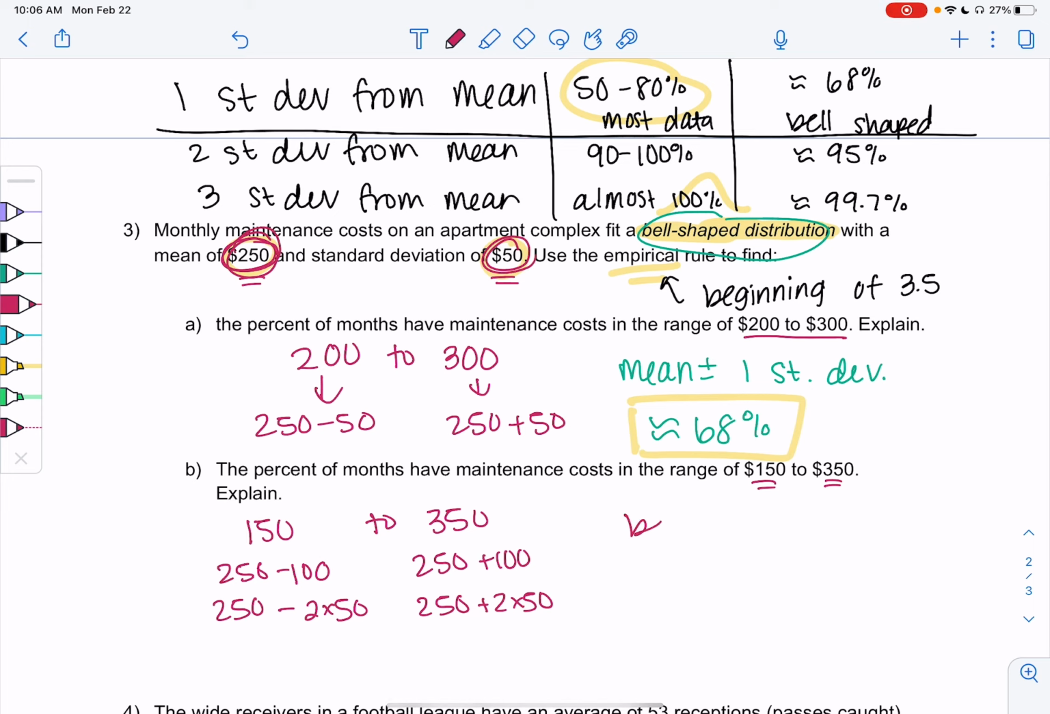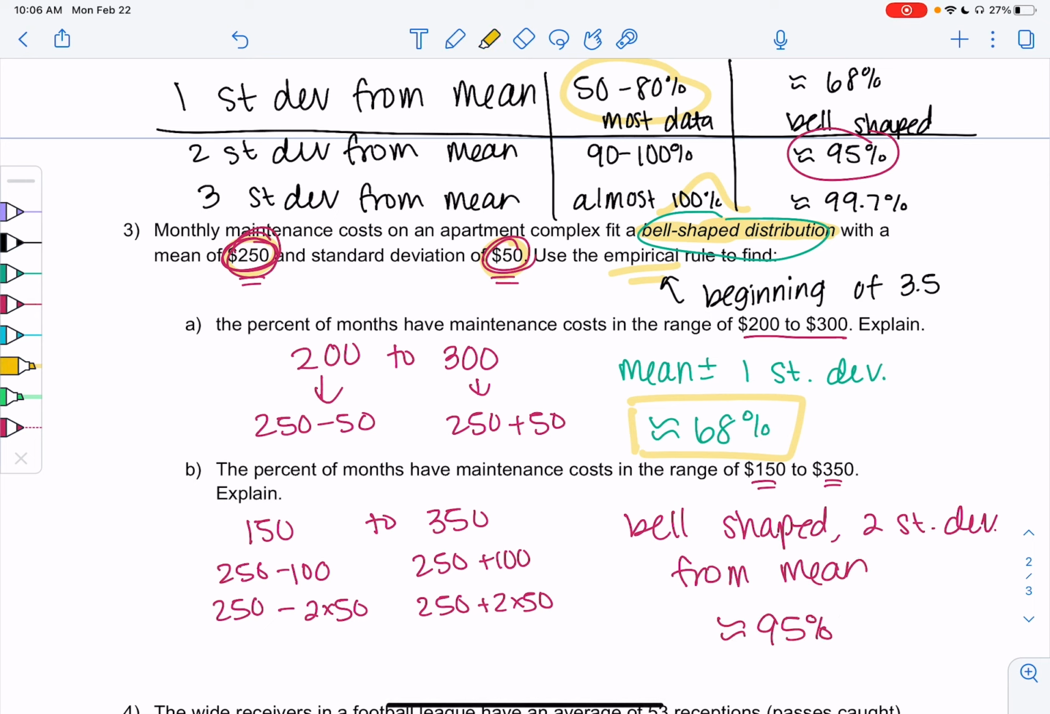And then since this is bell-shaped data, and it's 2 standard deviations from the mean, we know it should be around 95%. And that's it. So hopefully this helps you understand the empirical rule a little bit.